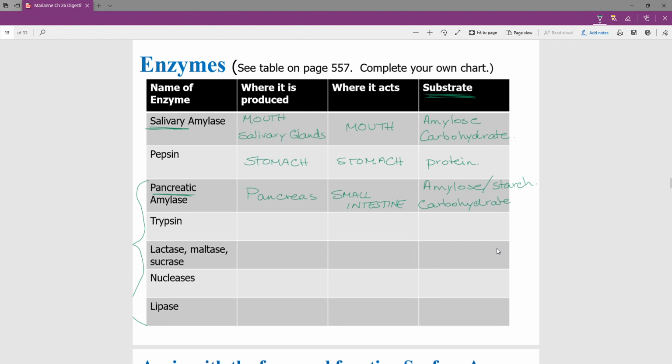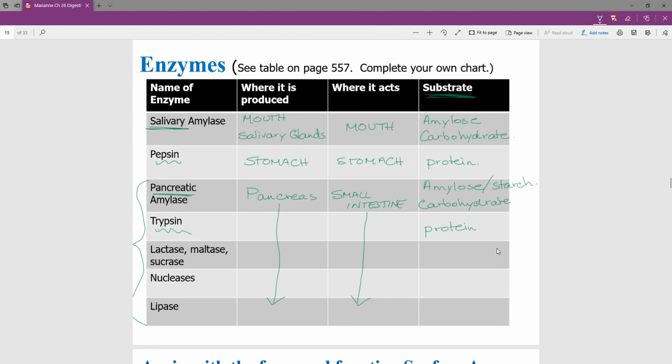The other ones here, and you can really simplify this, all of these are enzymes that are produced in the pancreas and are secreted in that pancreatic juice that's secreted into the small intestine. So they all act in the small intestine. And here we can see again some parallels between the naming of the enzymes and the substrate, or what they act on. So trypsin is similar to pepsin in the naming, and in that they both break down proteins.